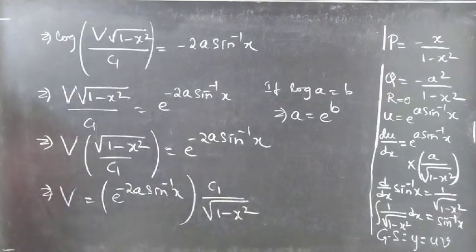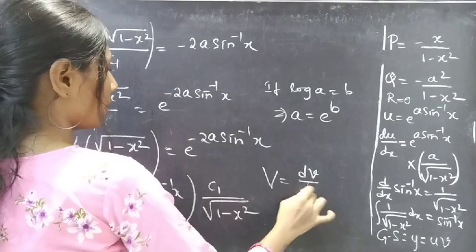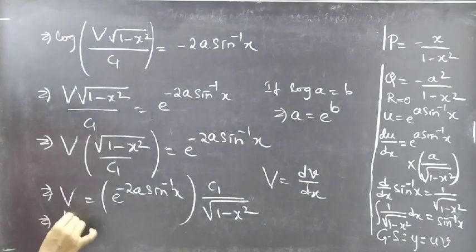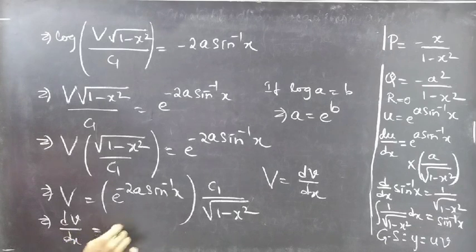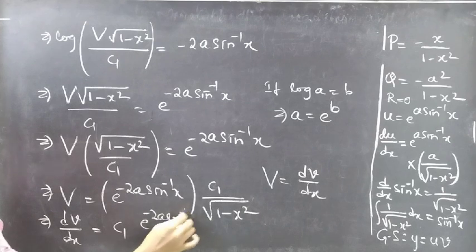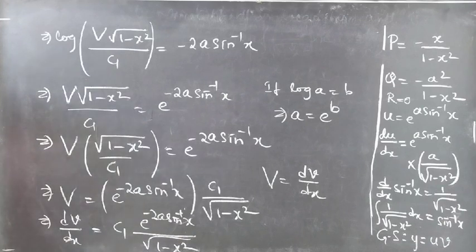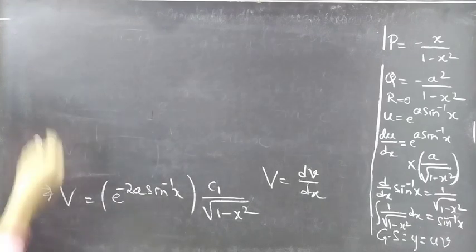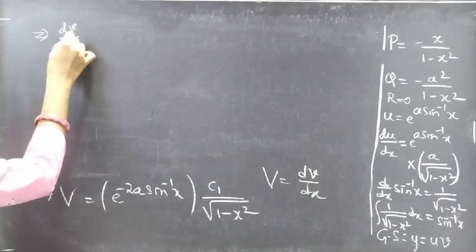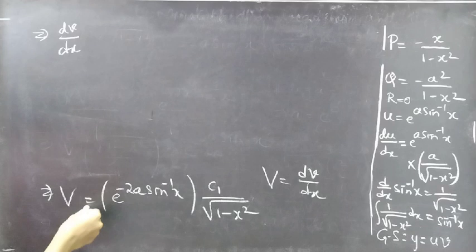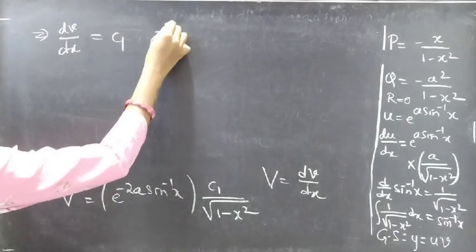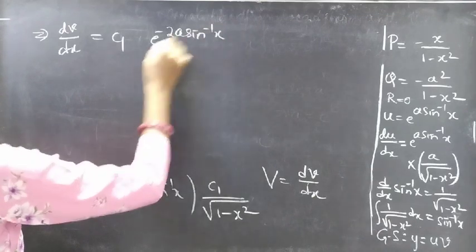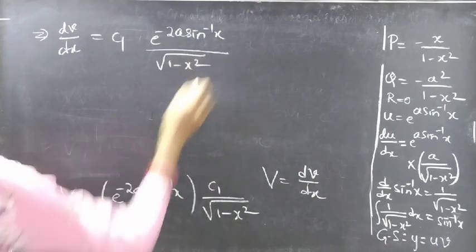See, we got capital V. Now we'll find small v. Just replace capital V by d small v by dx. Then we'll get d small v by dx equal to c1 into e power minus 2a sine inverse x by square root of 1 minus x square. Alright, once again, we replace capital V by d small v by dx, which equals a constant into e power minus 2a sine inverse x by square root of 1 minus x square.